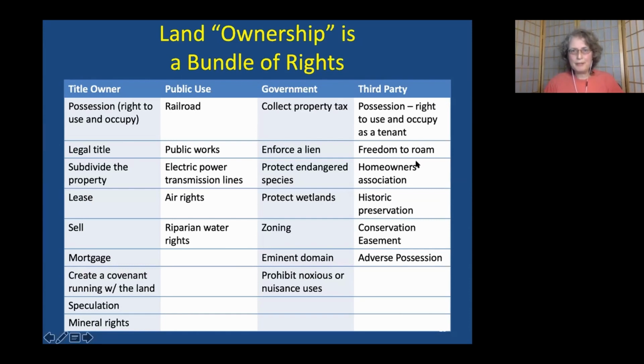Also, third parties may have some rights. For example, a third party who leases the land may have the right to use and occupy it as a tenant. In some jurisdictions, there's a freedom to roam, where third parties may be allowed to roam on the land. Homeowners associations may have some rights, or historic preservation districts may have some rights. A conservation easement is a way to convey land rights to a third party. And there's also a concept known as adverse possession, whereupon someone who does not own the land but uses it for a certain period of time may acquire rights to the land. So we need to keep in mind that within this European paradigm, there are all these different rights.